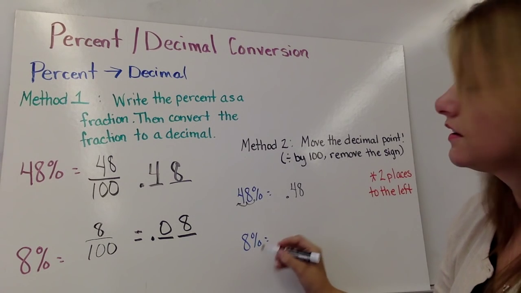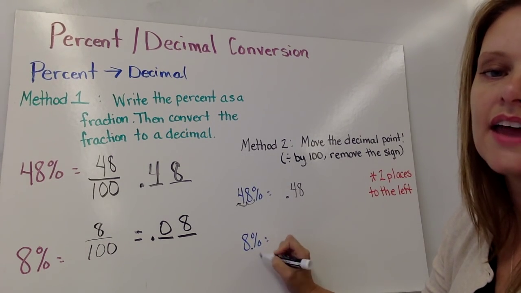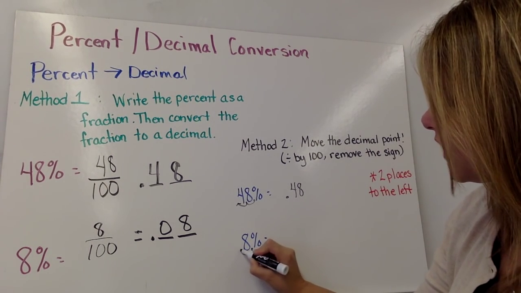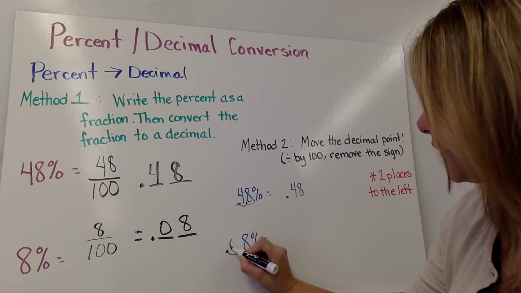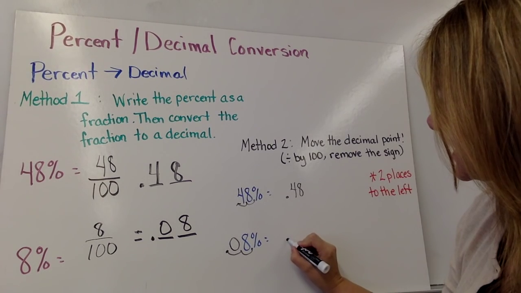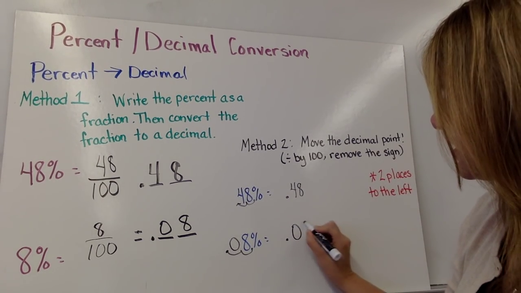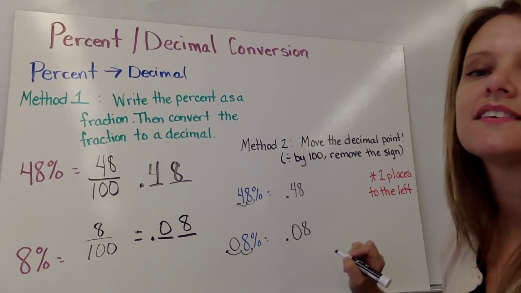Now with this one, we have our decimal here, and again we're going to move it 2 places. 1, 2. We have nothing here, so we have to add a 0. So our decimal is 8 hundredths as a decimal.